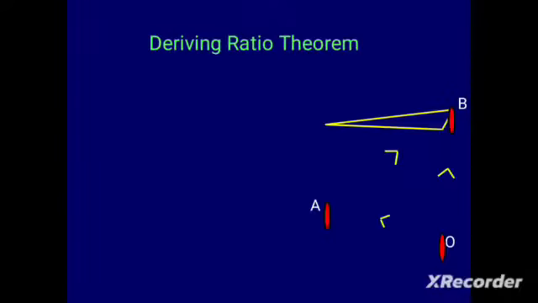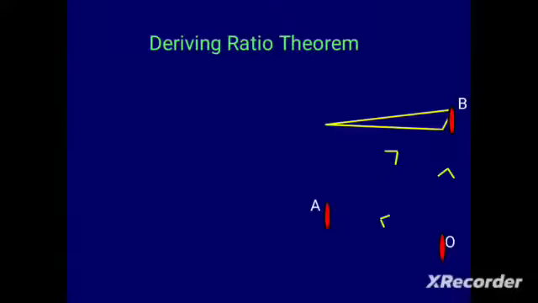So that is the value of vector s. Now we want to derive the ratio theorem so that it can be easily used in a question. Okay, now we have the same diagram. We have OAB, which is an incomplete triangle from O to A to B.